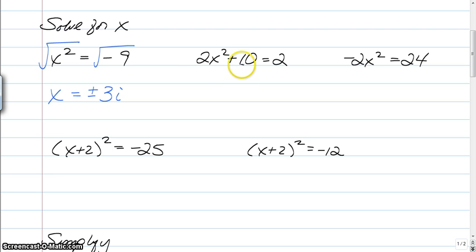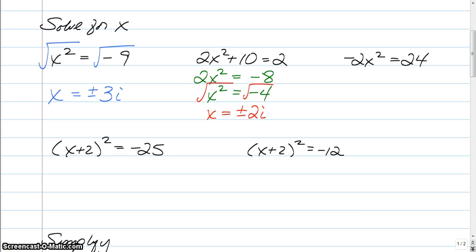So this, we subtract 10. We get 2x squared is equal to a negative 8. Divide both sides by 2, and we get x squared is equal to a negative 4. Square root both sides, and we end up with x is equal to plus or minus 2i. And you're done. So why don't you try the last three?